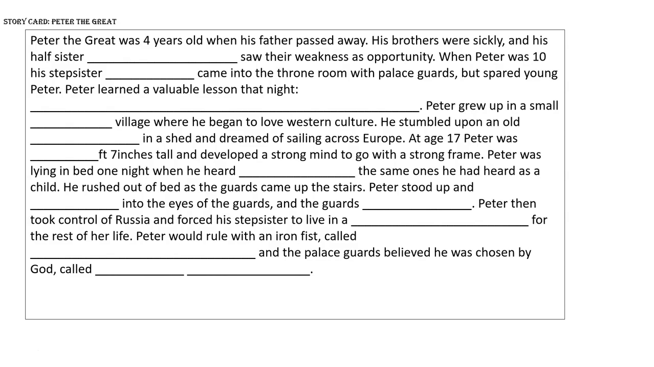Now, what does Peter end up going off to do? He is now going to create an absolute monarchy. He's going to rule with an iron fist. So, with that story, what I'd like for you to do is try to fill out the story card in your notes, okay? Do the very best that you can, and then I'll just show you the words here.